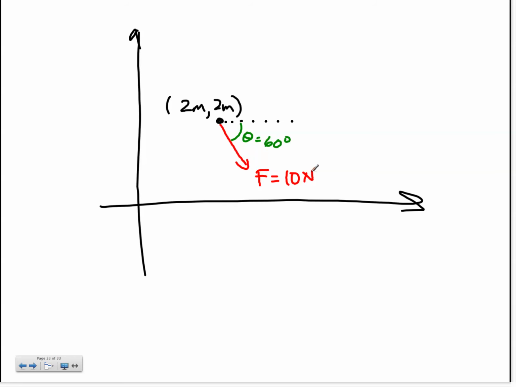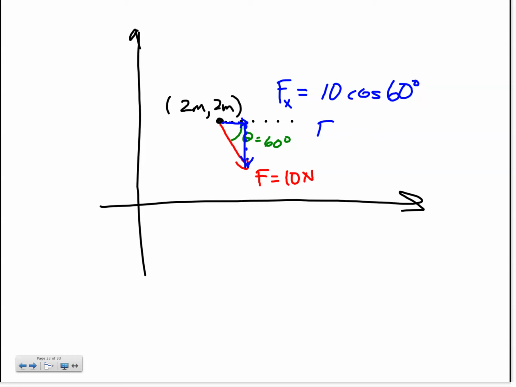So let's find the components to this force. That's one component. Here's the other component. So you have a component in that direction, and you have a component in this direction. So F of X is equal to what? What do you guys think? It's right next to the angle theta. Say that again, Joe. So it's 10 cosine of 60 degrees.